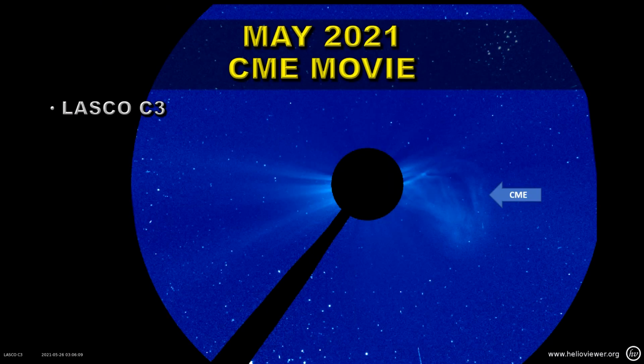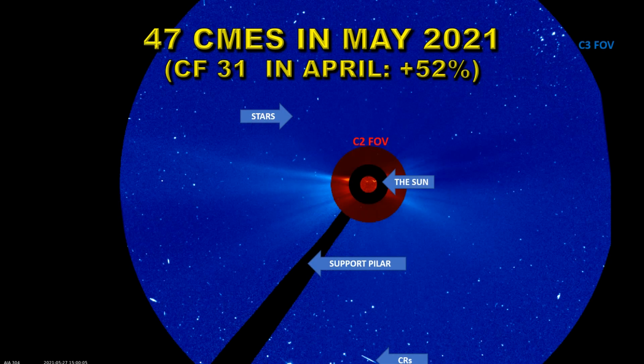Well, we're going to look at the coronal mass ejections now, and there were quite a few of those in the month. There were 47 CMEs in the month, compared with 31 in April. That's a 52% increase. And I'm only going to show the C4 field of view. That's the outer blue field of view.